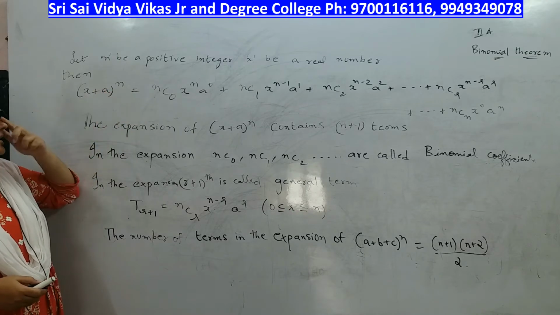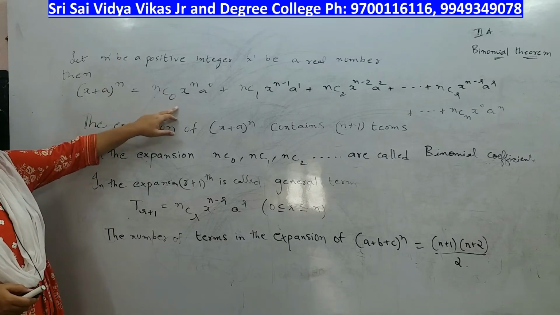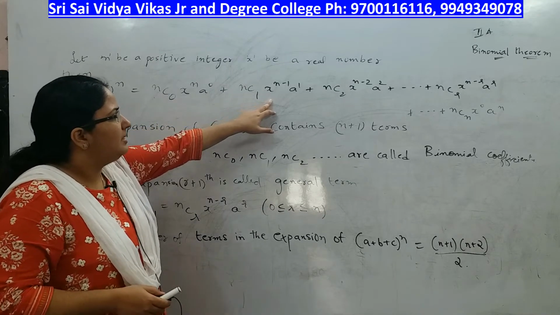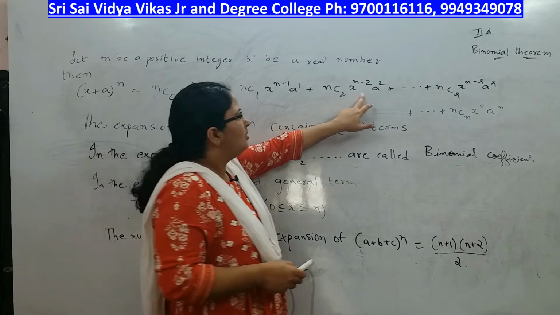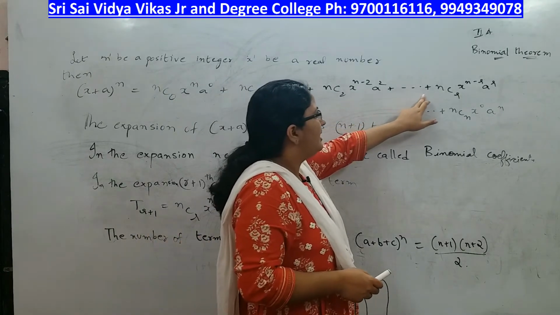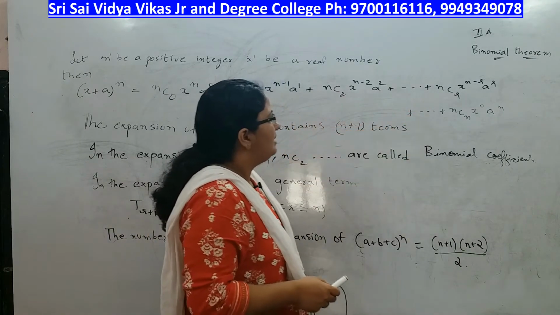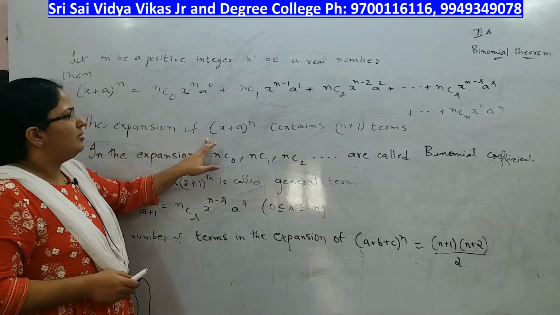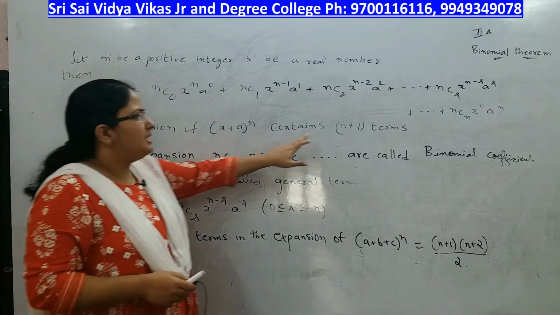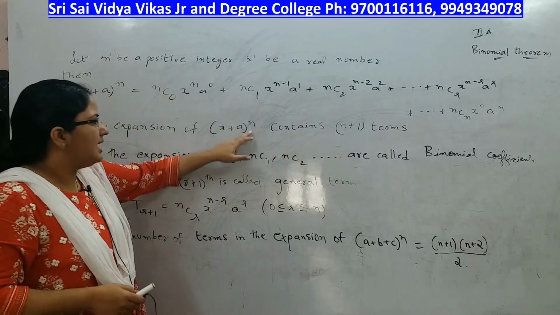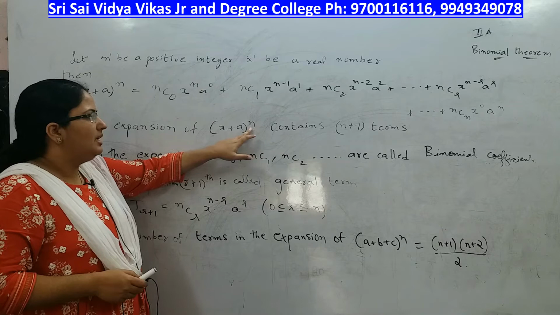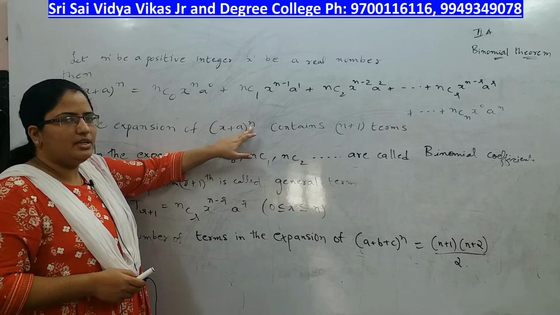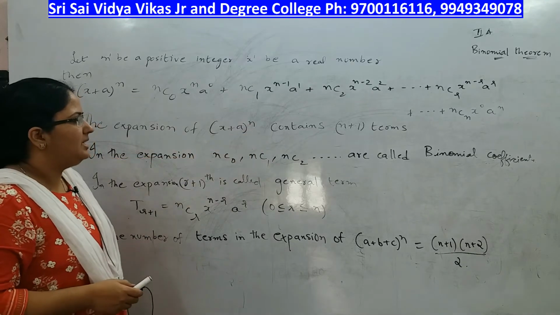(x + a)^n can be written as nC0 x^n a^0 + nC1 x^(n-1) a^1 + nC2 x^(n-2) a^2 + and so on, nCr x^(n-r) a^r. The expansion of (x + a)^n contains n + 1 terms in it. This has got n + 1 terms. Suppose if you have 7 here, then the expansion will have 8 terms.